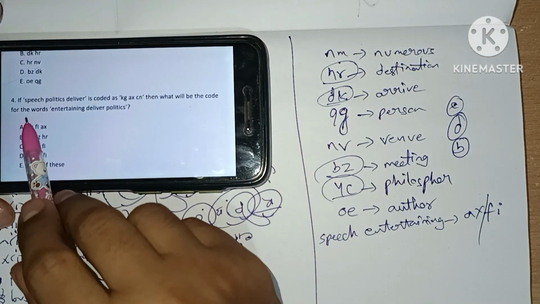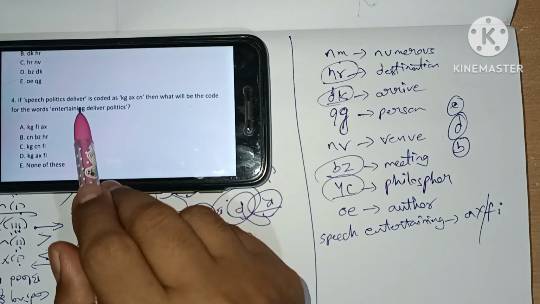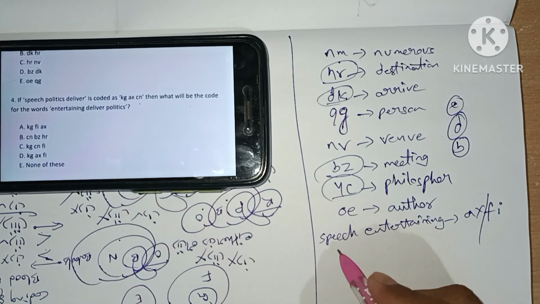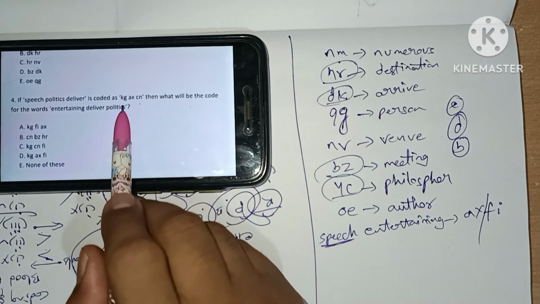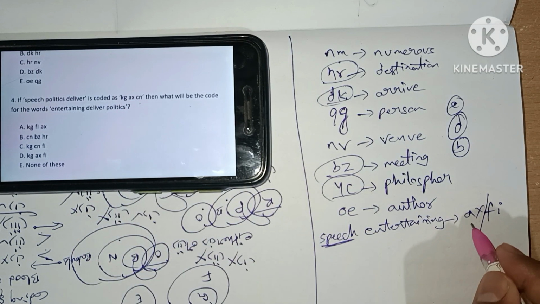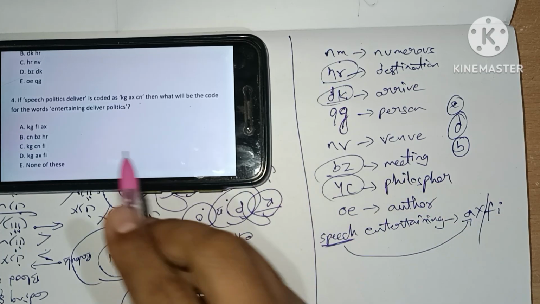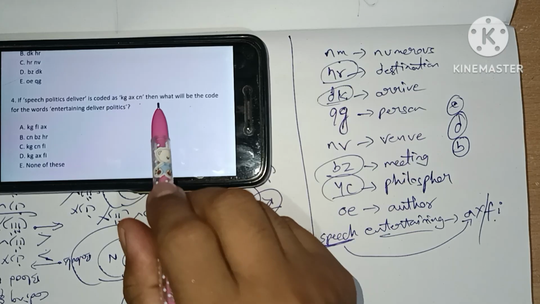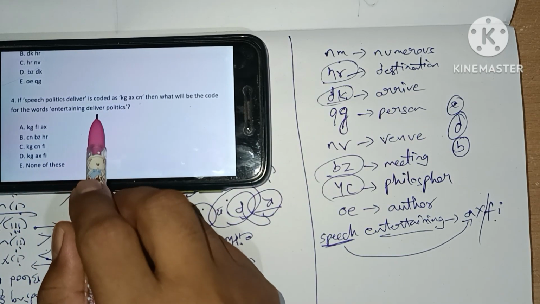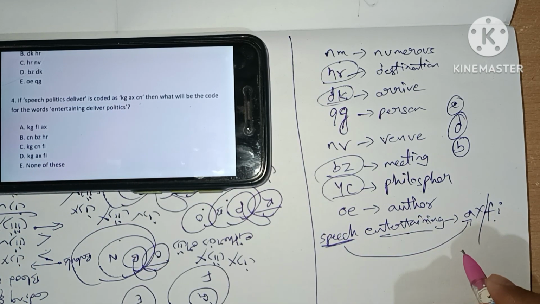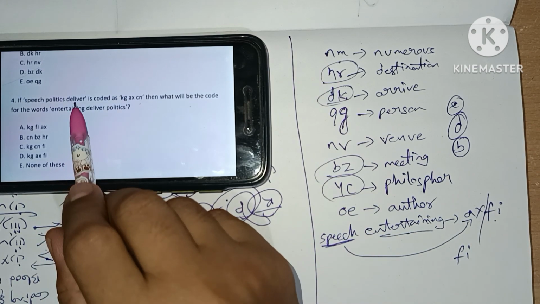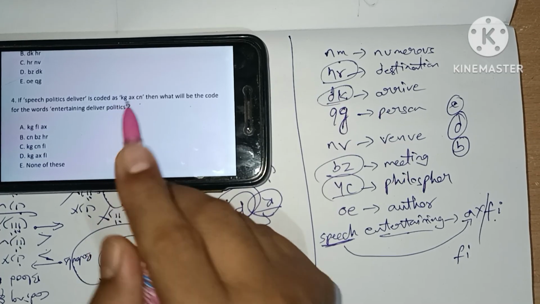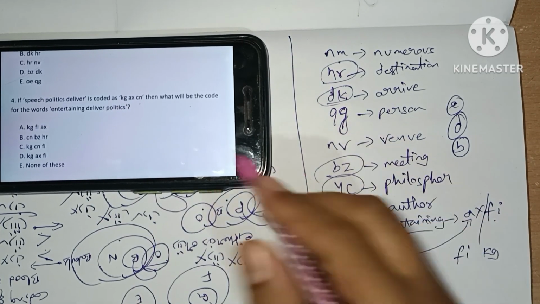Next, fourth one, speech politics deliver is coded as KGAXCN. Here speech is given, means this one. So the code given is KGAXCN. So speech is nothing but AX according to these two. So this one is nothing but FI. Now what will be the code for the word entertaining deliver politics? Entertaining means FI. Deliver is KG according to the codes we have checked.